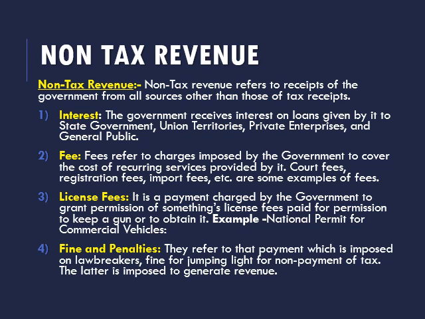And if you travel in a wrong bogie, I mean, suppose you have a sleeper class ticket and you are traveling in AC, then you have to pay a fine. You will be penalized for it. So that will be the government income. It's a non-tax revenue.